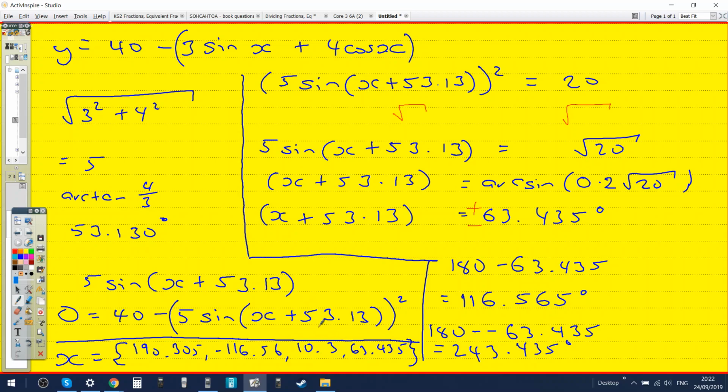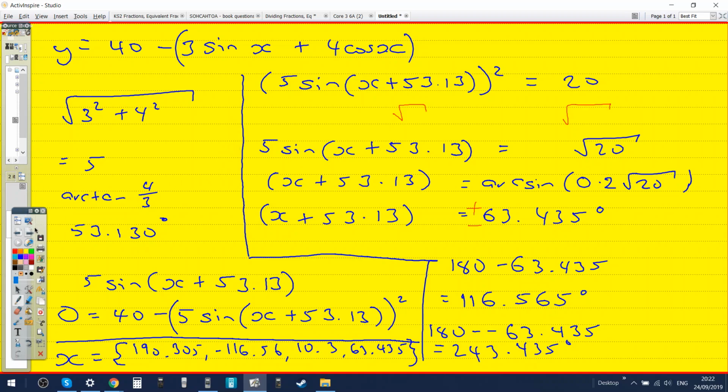And so you would have done 180 minus 10, which would give you 170. And we can see that that's not one of the solutions because the graph has been transformed. It's moved 53 to the left. It's been stretched by 5. It's been squared, all sorts of stuff. So it's not its usual self of 180 minus.